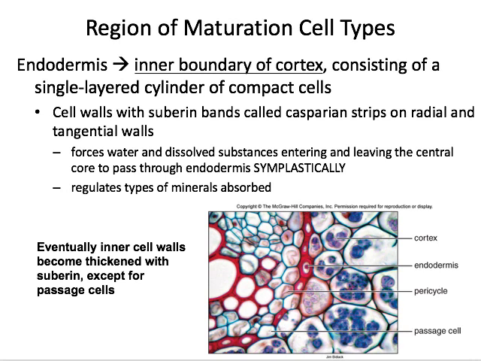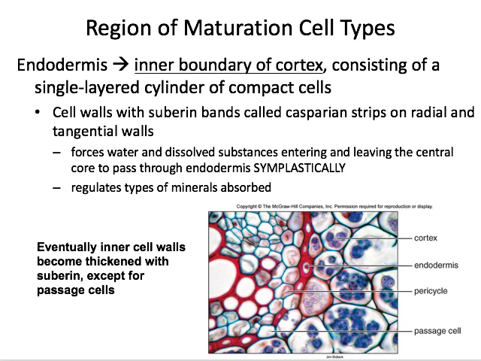And some of those cells have suberin that is impregnated on the cell walls. And the suberin is a waxy layer that ends up providing a waterproofness. It forces water and dissolved substances entering and leaving the central core to pass through the endodermis symplastically.